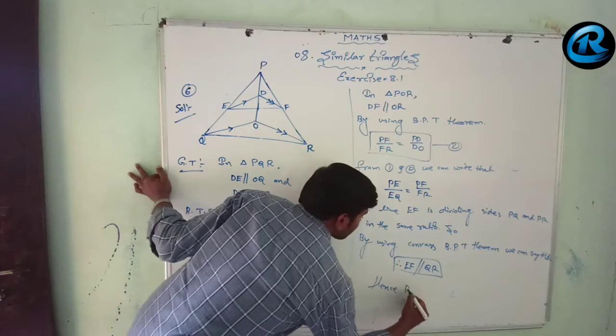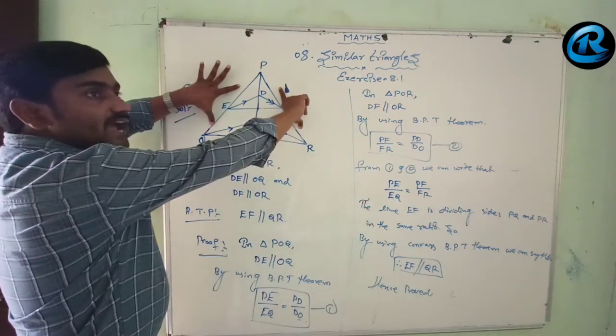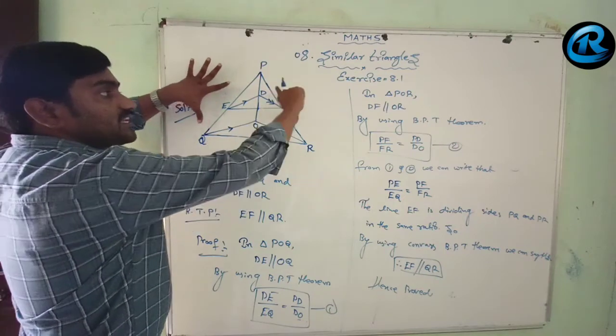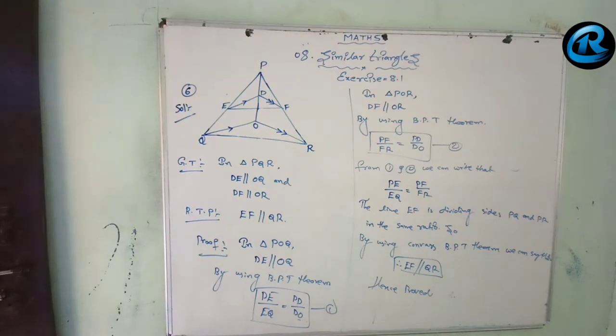Hence, proof. అంతే కదా, ఈ రెండు సైడ్స్ అనేవి ఈక్వల్ రేషియోలో డివైడ్ అయ్యాయి అంటే ఆ లైన్ ఏదైతే ఈక్వల్ రేషియోలో డివైడ్ చేస్తుందో ఆ లైన్ అనేది థర్డ్ సైడ్ కు ప్యారలల్ గా ఉంటుంది. అదే మనకు కన్వర్స్ ఆఫ్ బీపీటీ థీరం అనేది తెలియజేస్తుంది.